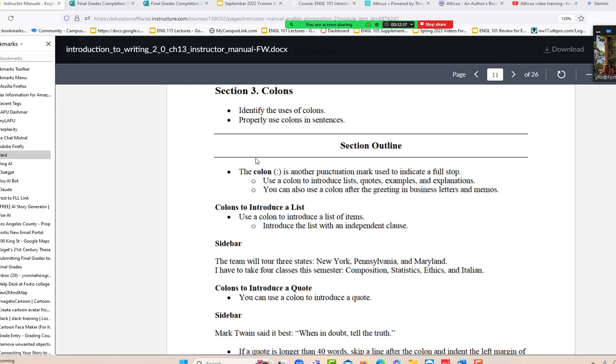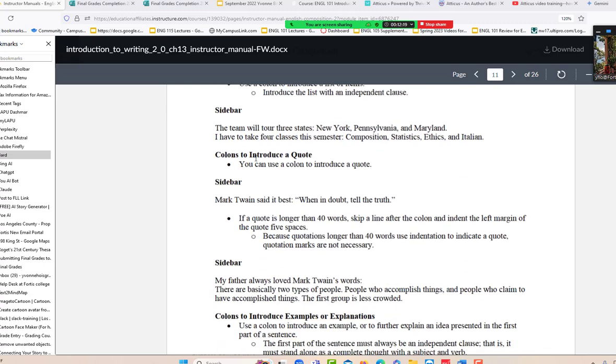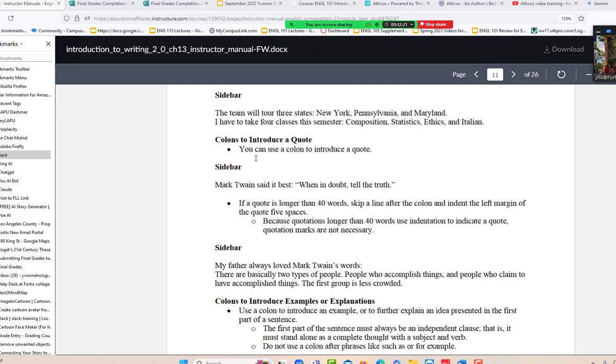You can use a comma to introduce a quote. Mark Twain said it best, colon, when in doubt, tell the truth. If a quote is longer than 40 words, skip a line after the colon and indent the left margin of the quote 5 spaces. This is known as a block quotation. Because quotations longer than 40 words use indentation to indicate a quote, quotation marks are not necessary.